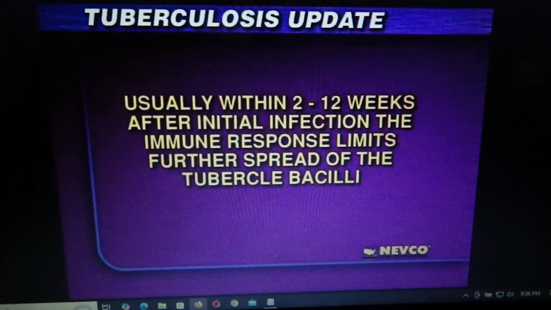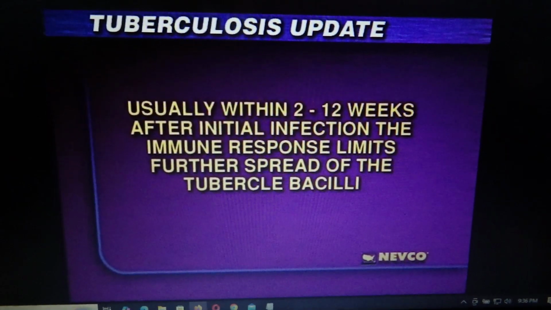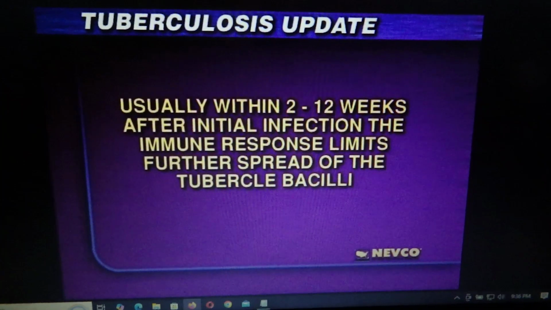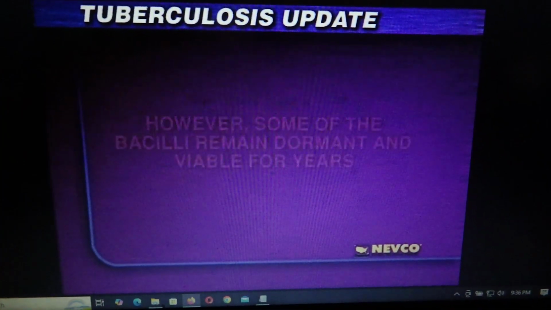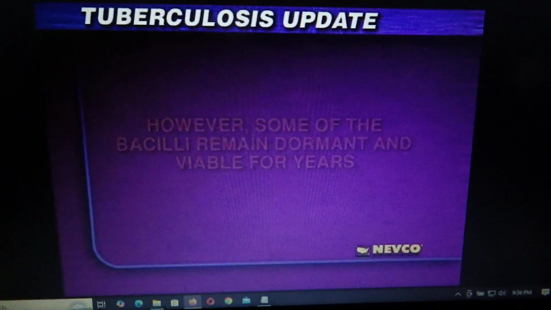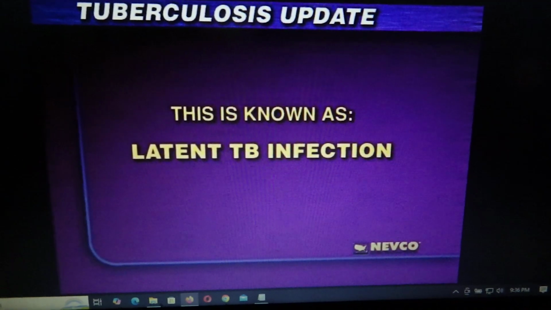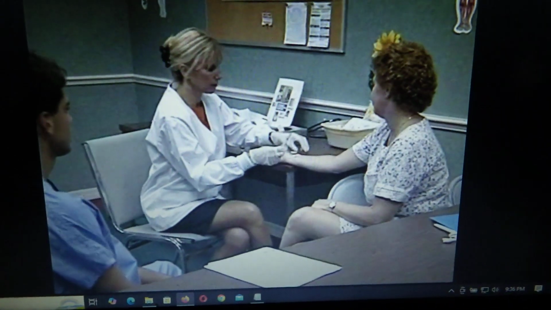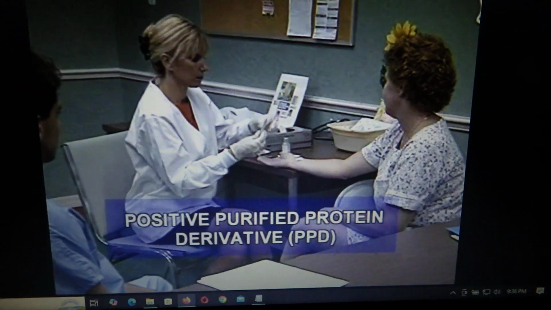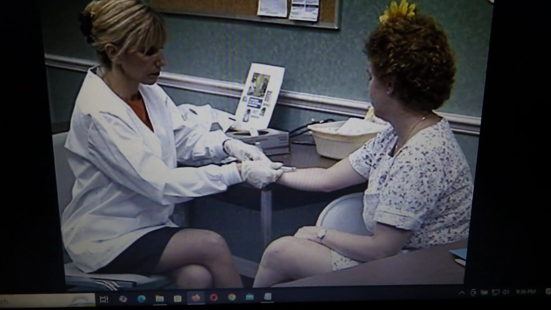Usually within 2 to 12 weeks after initial infection, the immune response limits further multiplication and spread of the tubercle bacilli. However, some of the bacilli remain dormant and viable for years. This is known as latent TB infection. Persons with latent TB infection usually have a positive purified protein derivative (PPD) skin test. They have no symptoms of active TB and they are not infectious to others.